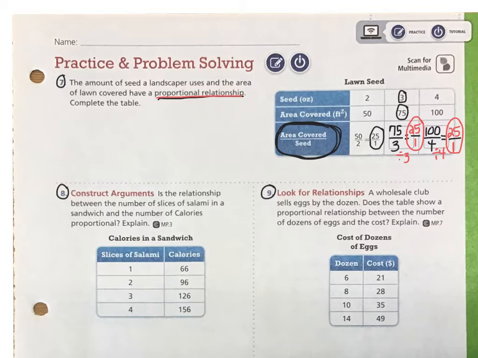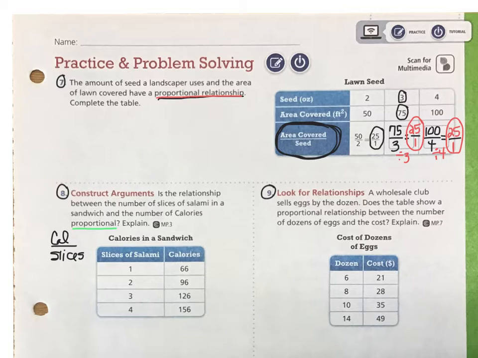Now let's take a look at question number 8. Is the relationship between the number of slices of salami in a sandwich and the number of calories proportional? Explain. So they've given us a table and we have to determine if there is a proportional relationship here within the amounts based on slices of salami and calories. So we're going to be making a ratio to show these relationships from the table. And we're going to show this by using calories to slices as our ratio.